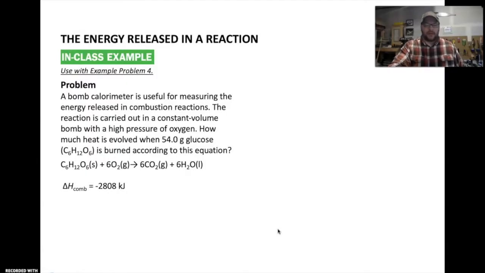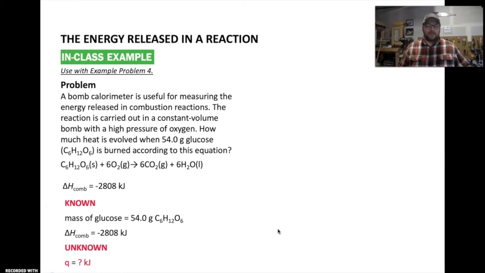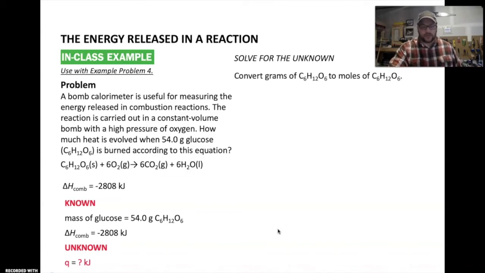Okay, and we're back with the solution. So we were given the mass of glucose, 54 grams of glucose, and we know the heat of combustion is negative 2,808 kilojoules. That should actually be kilojoules per mole, the molar heat of combustion for that. And we want Q. We want to know how much energy was transferred.